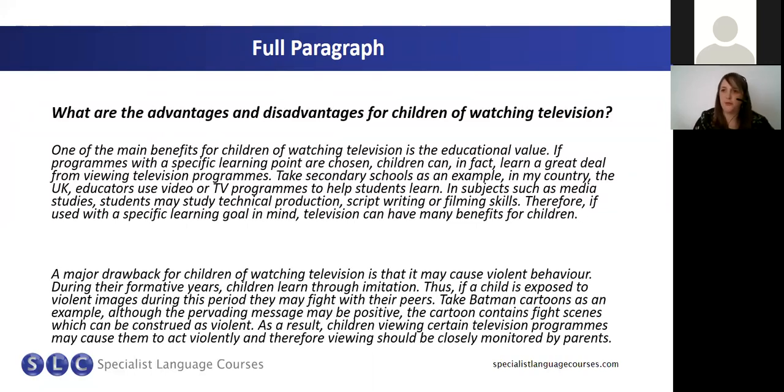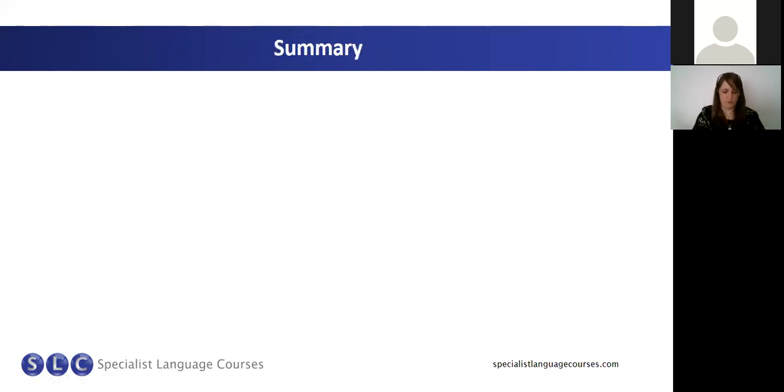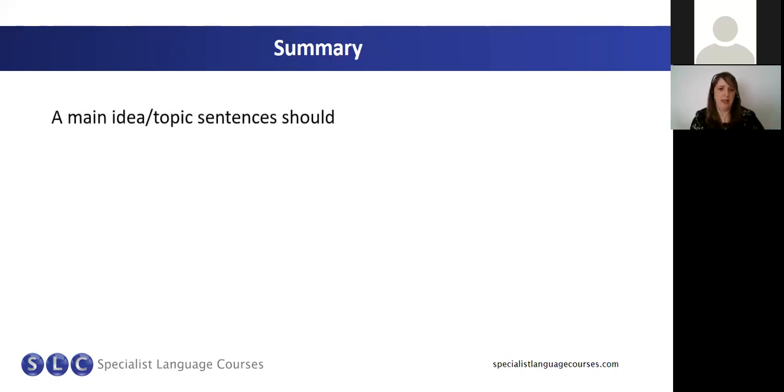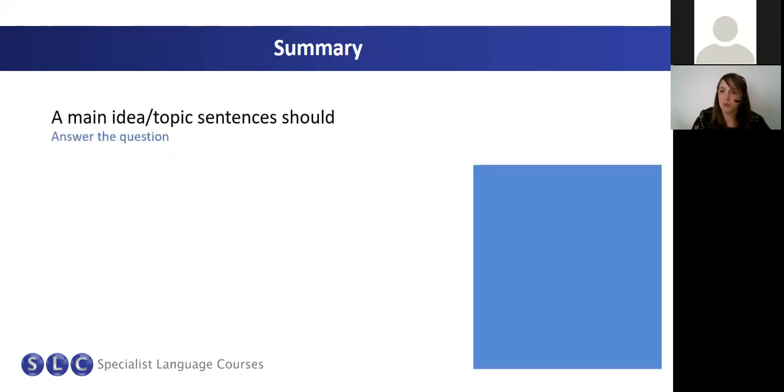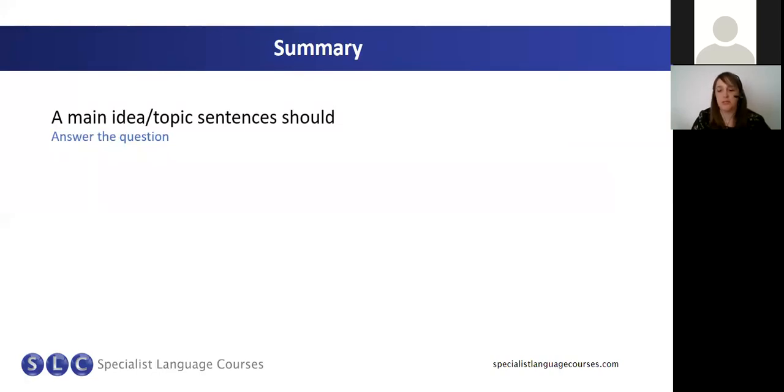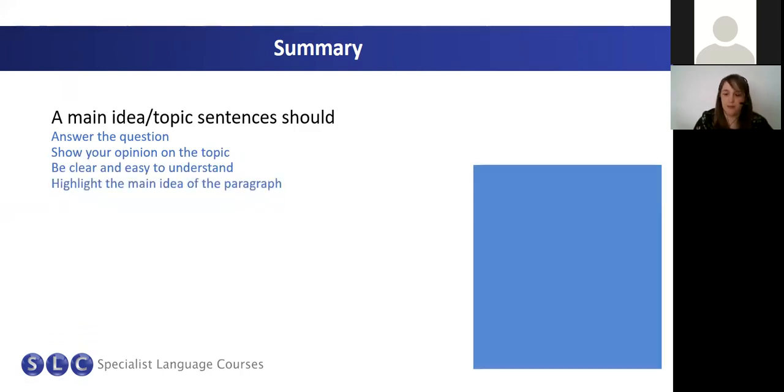Okay, so we've had a chance to read our two paragraphs on advantages and disadvantages. So let's go to a summary of the important points when you're writing a paragraph. A main idea or topic sentence should answer the question directly. It's really important to always look back at the essay question to make sure each topic sentence is relevant. It should show your opinion on the topic. Now, as we've seen, this doesn't need to be expressed so overtly with phrases like I believe and I think, but your opinion does need to be clear in the topic sentence. Your topic sentence should be clear and easy to understand, and it should highlight the main idea of the paragraph.